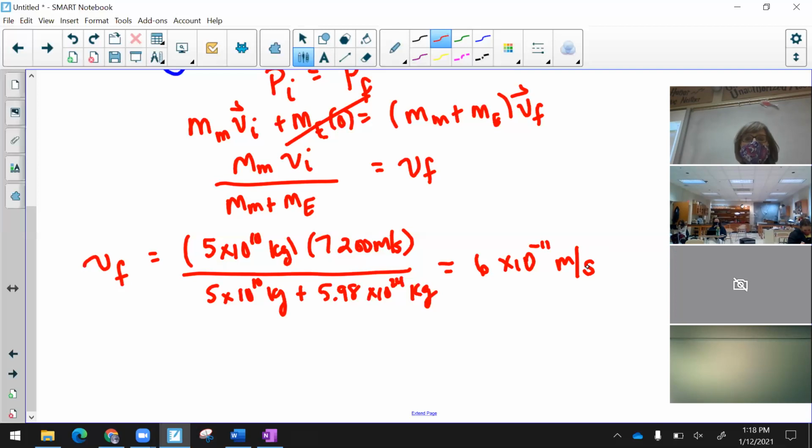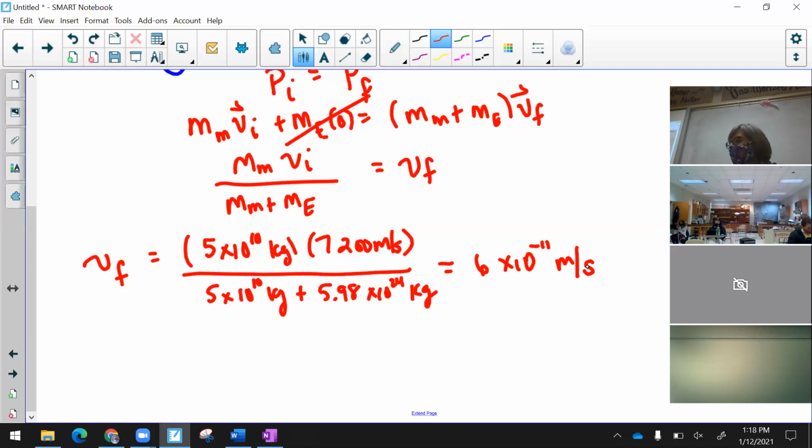Okay. So are you going to feel this? Is the Earth really going to move? No. You can't even see times 10 to the minus 11 meters. It's just not going to happen. You need something much bigger than that.